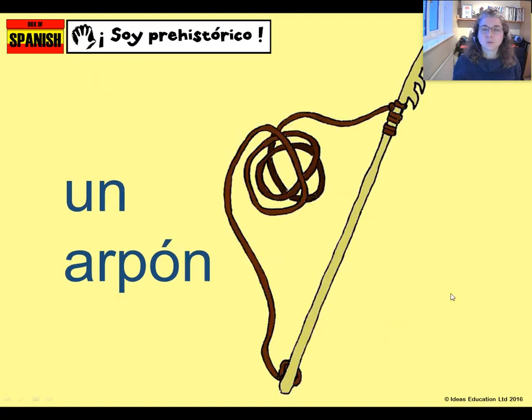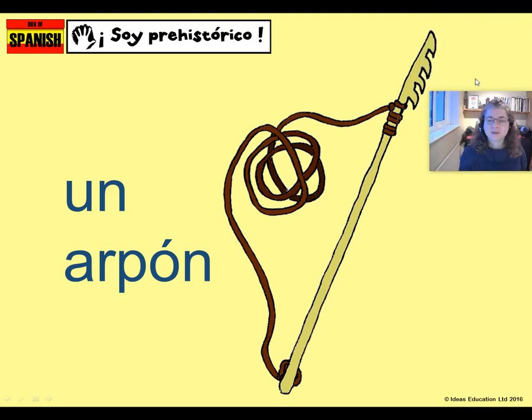Then we had un arpón. Any ideas what un arpón is? The English word's quite similar actually. Have you got it? It's a harpoon. Do you know what a harpoon is used for? It's usually used for catching fish. And the pointy bits on the top are called barbs, and they stick into whatever you stick your harpoon into, and the barbs stop it from coming off again.